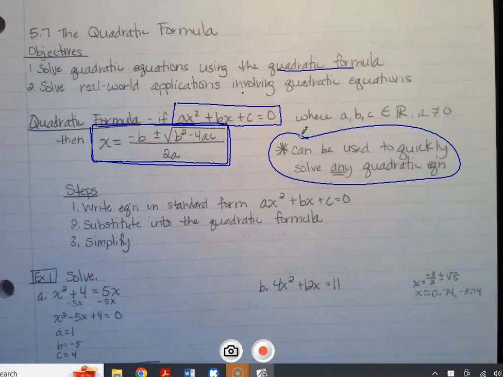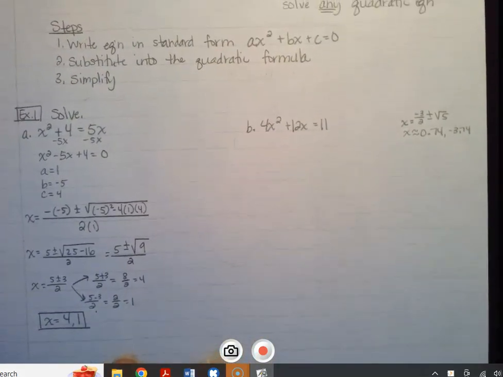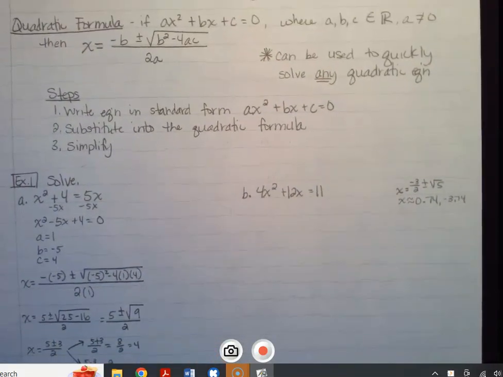Okay, but we do have a few steps that we have to do. We have to write the equation in that standard form, ax squared plus bx plus c equals 0. Substitute the values into the quadratic formula, and then simplify. Okay, that's how we're going to solve this. So let's get started with example 1, where we have several of them.